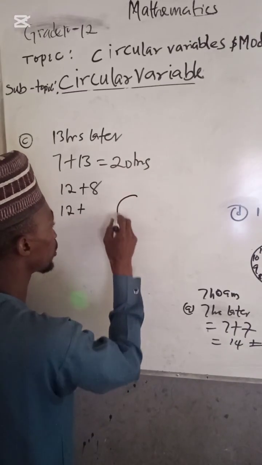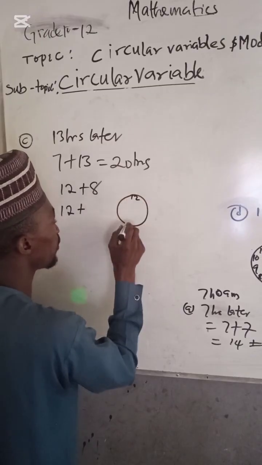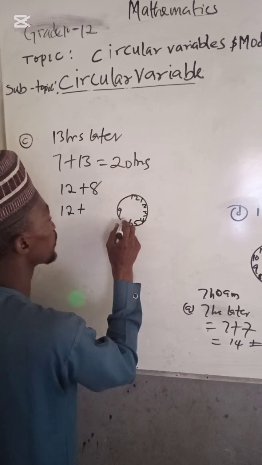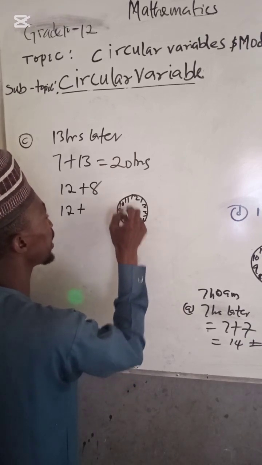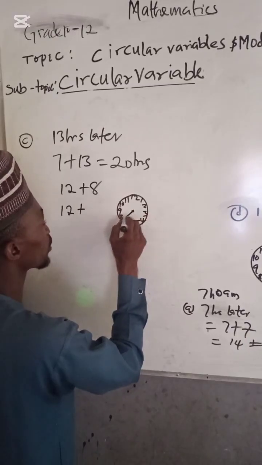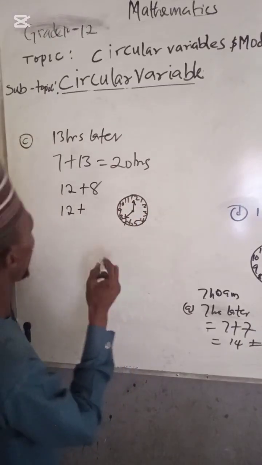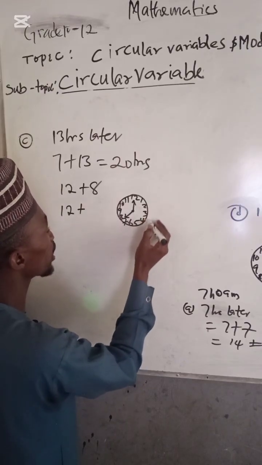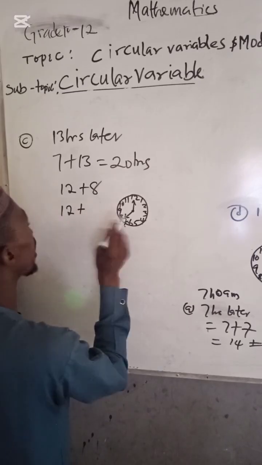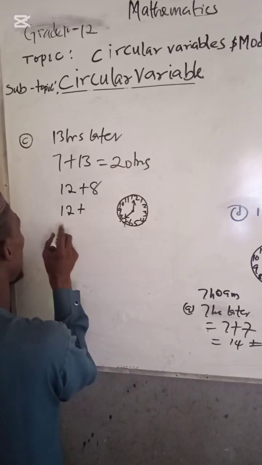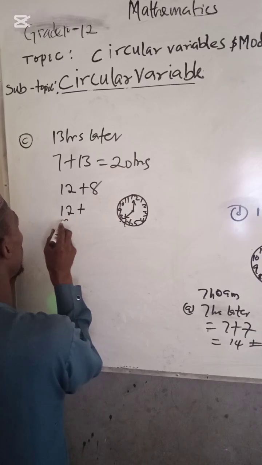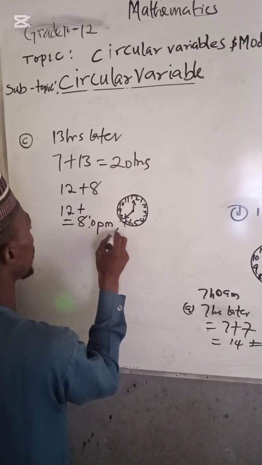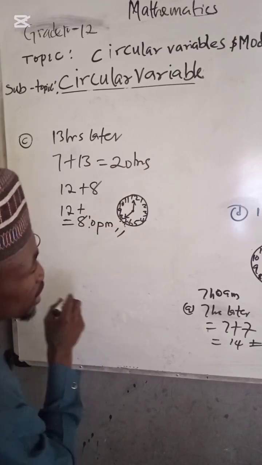Remember, this is your clock. This is your clock. 12, 6, 3, 9, 1, 2, 4, 5, 7, 8, 10, 11. This is your clock. Something like this. So 8 has 1, 2, 3, 4, 5, 6, 1, 2, 3, 4, 5, 6, 7, 8. So that means it falls on 8 p.m. 13 hours falls on 8 p.m.